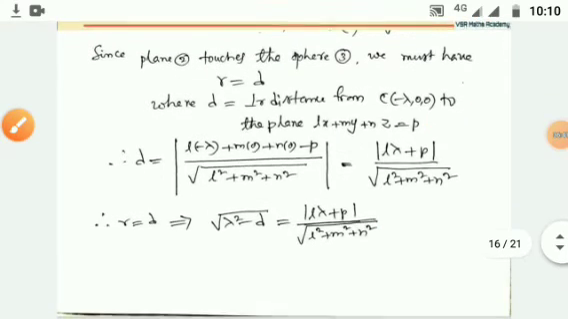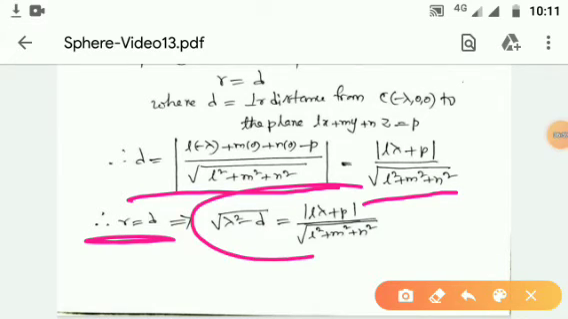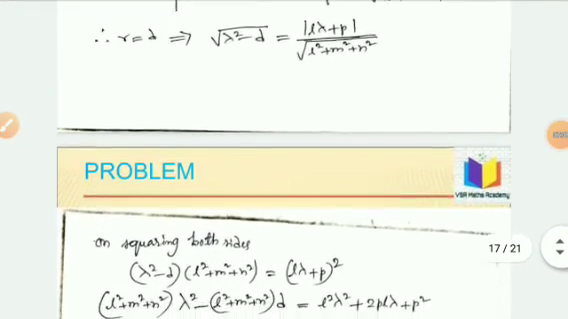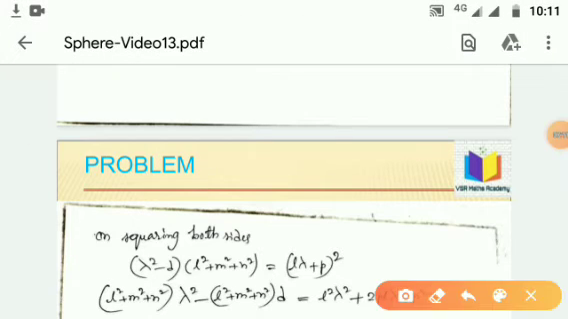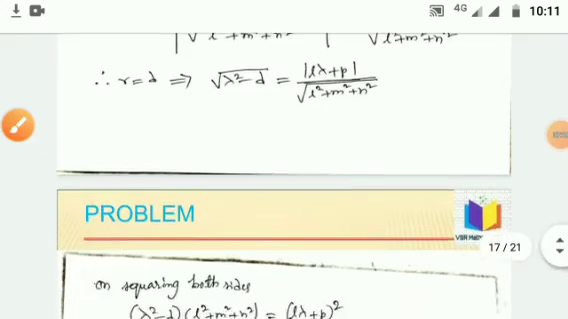By applying the principle to find the perpendicular distance, you will get d like this. On simplification, you will be left with this. So d is equal to (lλ + p) by root of l² + m² + n². Therefore r = d implies this. On squaring both sides, and by shifting this value to this side and taking the square of both sides, you will get this equation.